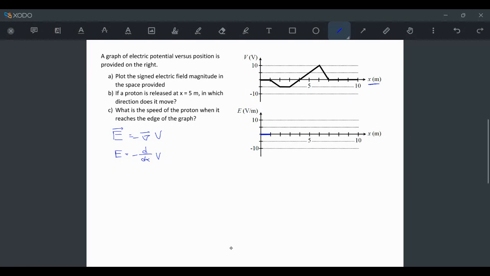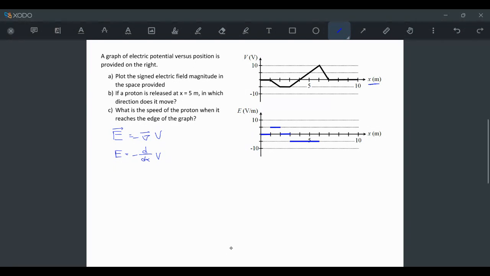So actually, the electric field in that region is plus 5 volts per meter. And we can proceed similarly from x equals 2 to 3. The slope is 0. From x equals 3 all the way to 6, the slope is positive 5 volts per meter. But we can't forget the negative. It's super common for people to forget the negative. So slope of positive 5, including the negative, ends up being electric field minus 5 volts per meter.